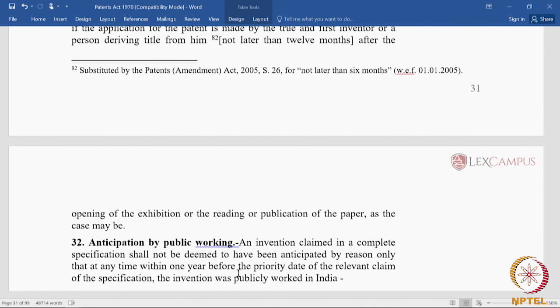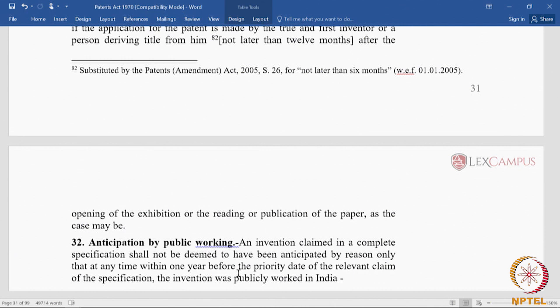So, we have a grace period which is 12 months from the opening of the exhibition, reading, where in clause D he presents the paper, or publication of the paper. If it is done within 12 months, there is no anticipation. So, which means under the Indian law, you could go for an IEEE conference, present your paper in the conference, and within 12 months you could file an application.